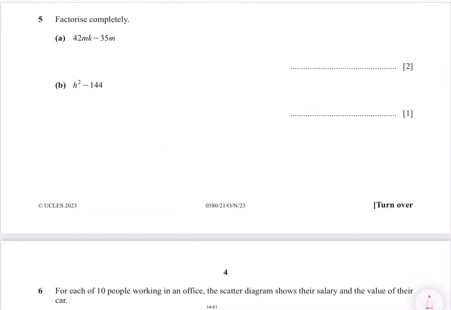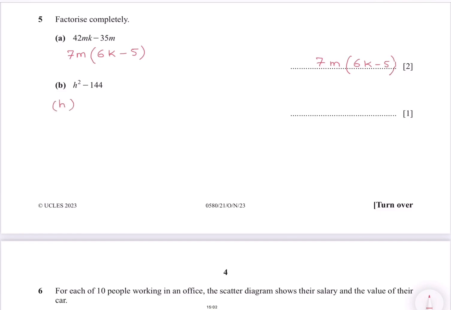Factorize completely. This is a very simple question. You just take the common factor from 42mk minus 35m. So 7m is the common value. Now divide the whole expression by 7m. You get 6k minus 5. So this is your answer.